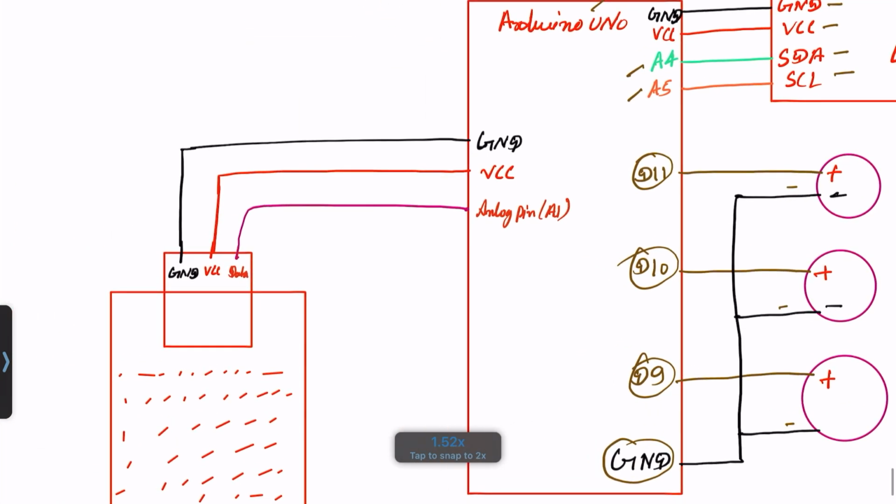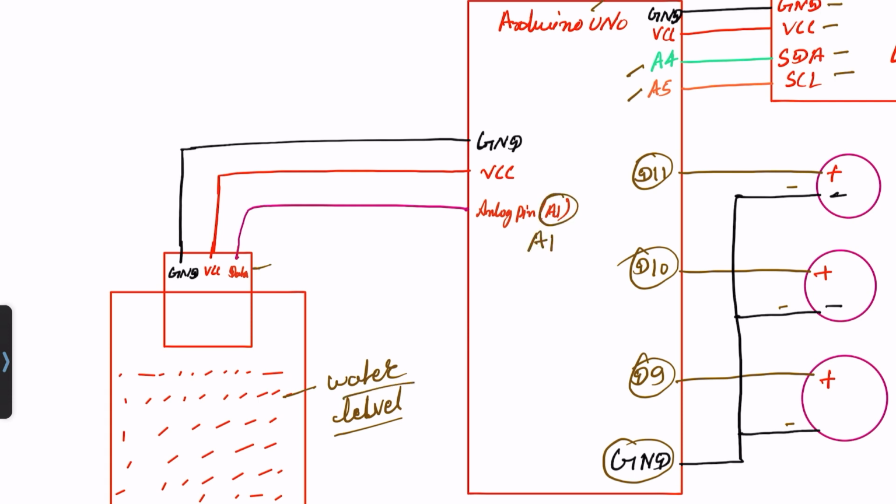On the left side is the water level tank. At the top of this water level tank is attached the water level sensor, and it will be connected to pin number A1, VCC and ground.